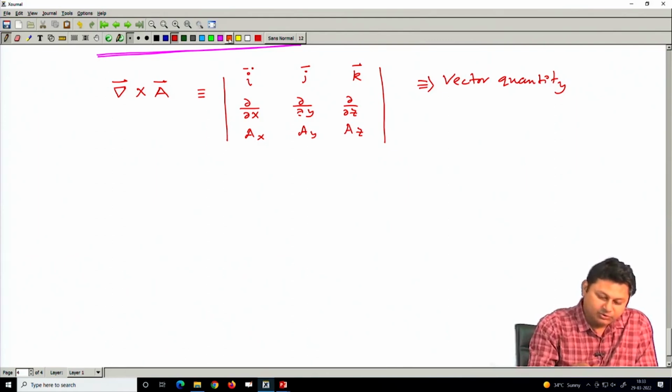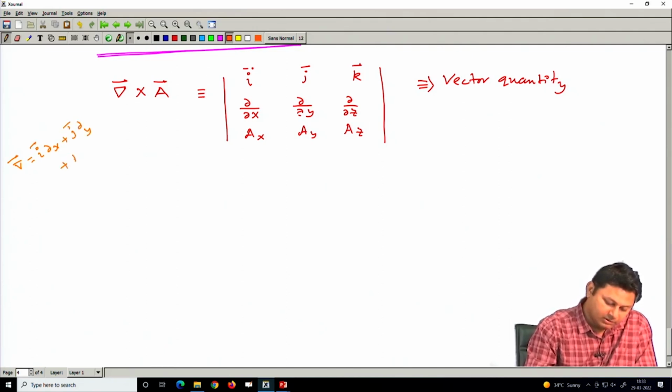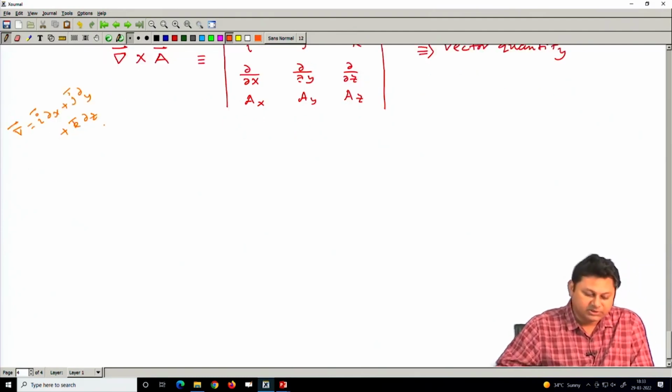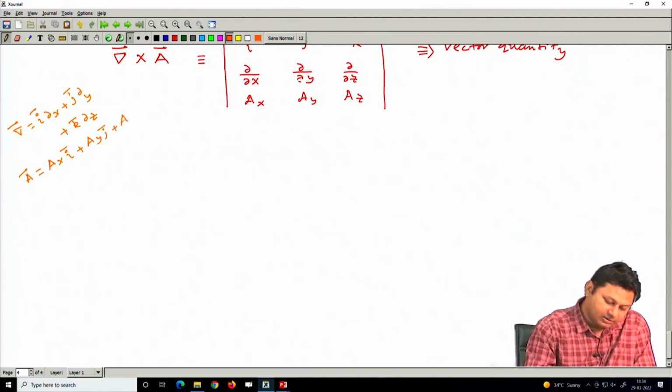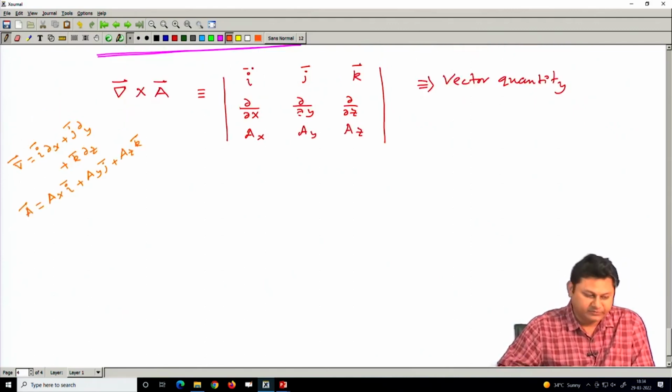Now, you should quickly write what my del operator is. This is i del x plus j del y plus k del z. This is the shorthand notation of the partial derivative operator, and my A is simply Ax i plus Ay j plus Az k, and I put it here in a cross product form.